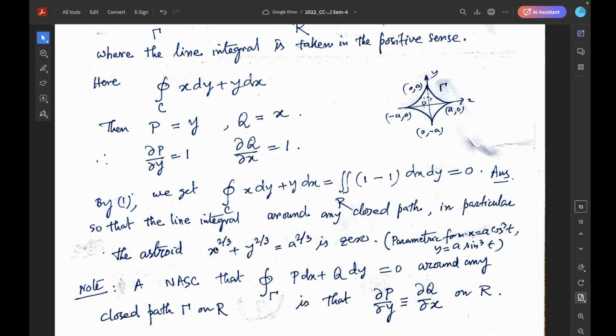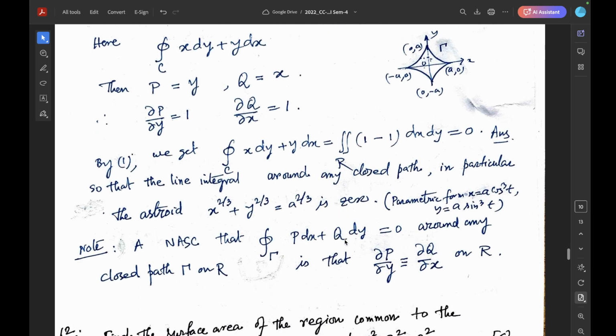The asteroid is actually x to the power 2 by 3 plus y to the power 2 by 3 equal to a to the power 2 by 3, and its parametric form is x equal to a cos cube t, y equal to a sin cube t.